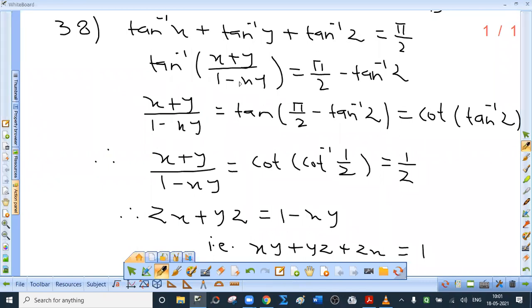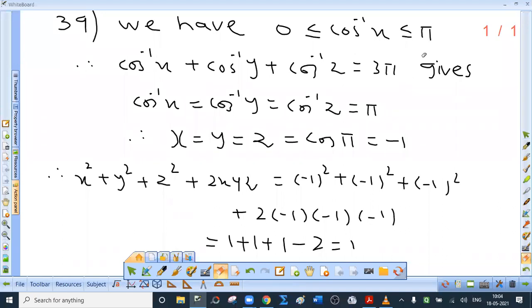See, tan inverse x plus y upon 1 minus xy becomes pi by 2 minus tan inverse z. Invert the relation. So x plus y upon 1 minus xy becomes tan of 90 minus theta, which is cot theta. Now what is tan inverse z? Cot inverse 1 upon z. So cot of it is 1 upon z. So we get x plus y upon 1 minus xy equal to 1 upon z. Cross multiply, zx plus yz equal to 1 minus xy. Rearrange the terms to get xy plus yz plus zx equal to 1.